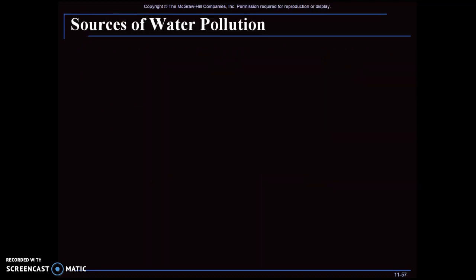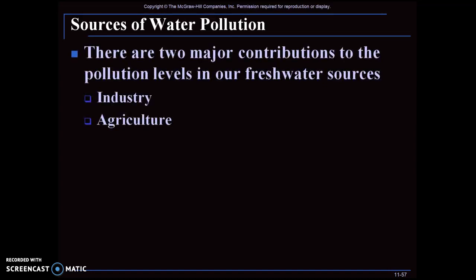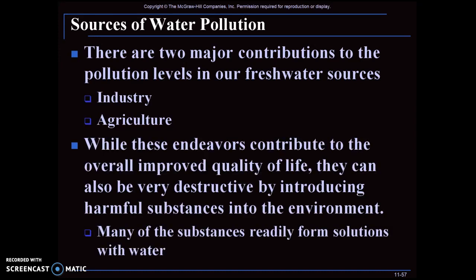Sources of water pollution. There are two major contributions to the pollution levels in our freshwater resources. The first one is industry, the second one is agriculture. While these endeavors contribute to the overall improved quality of life, they can also be very destructive by introducing harmful substances into the environment. Many of these substances readily form solutions with water.